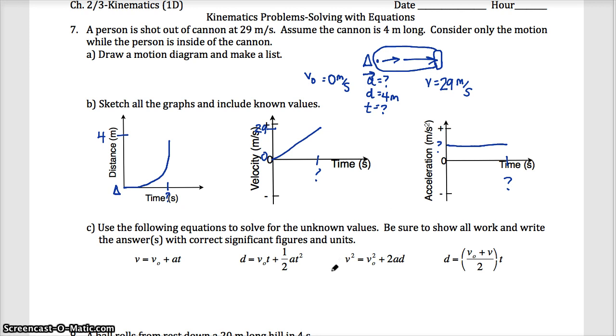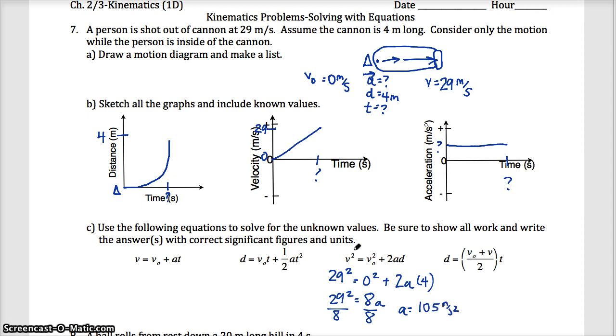We've got our final velocity to be 29, so we have 29 squared. Original velocity is 0 squared. Then 2, we don't know the acceleration, and the distance is 4. So we have 29 squared, and then 2 times 4, this is just 0 here, so 2 times 4, which is 8. A is equal to 29 squared, divided by the 8, and you get your acceleration to be 105 meters per second squared.